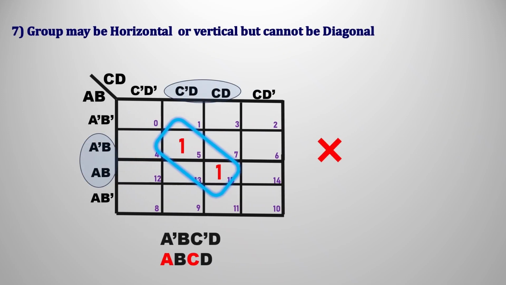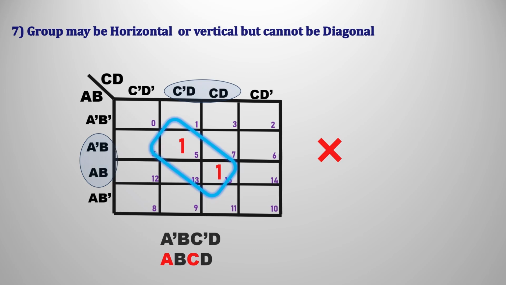So this group cannot be possible because it is a diagonal group. We can also verify with the help of the SOP formats. If you see the 5th position, we have one that corresponds to A bar B, C bar D, and in the 15th position we have A B C D. If you compare, two variables are changing, that is A and C. So this is not possible. We should change only one bit so that we can consider it as a group, but this is not possible.